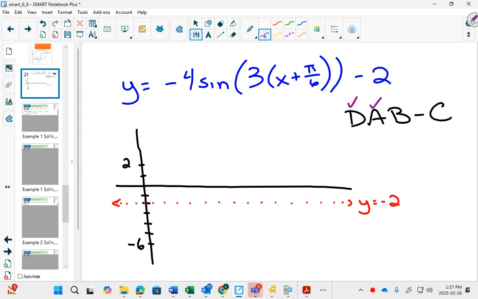Our b value, we have to calculate our period. And your period is always going to be 2 pi divided by your b value. And in this case, our b value is 3.